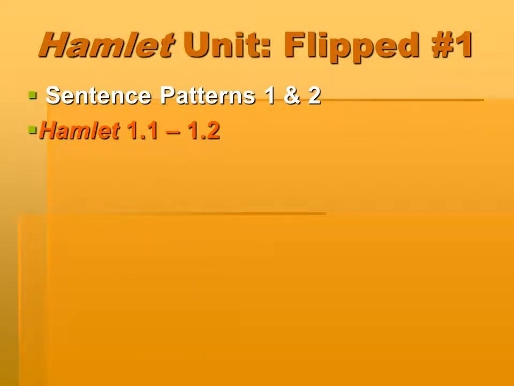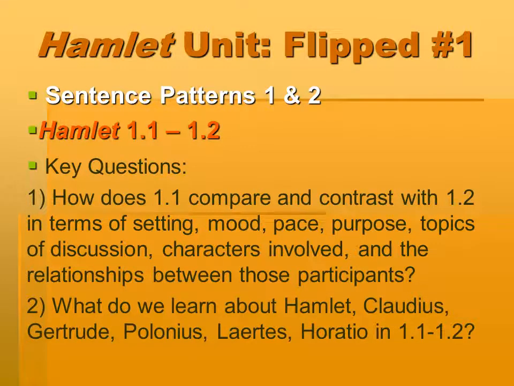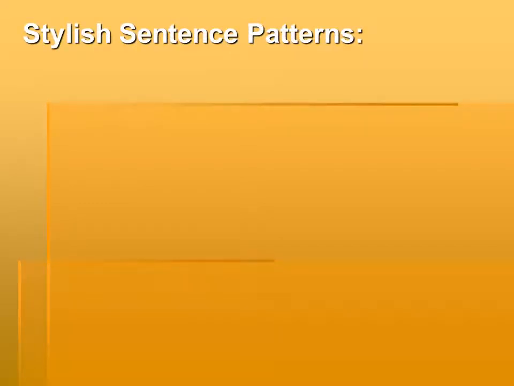So basically, I'm thinking we'll cover the first two scenes, which hopefully you will see in class today. Key questions that I think we might consider is just how does Act 1, Scene 1 compare and contrast with Act 1, Scene 2? Shakespeare wanted to contrast these mostly in terms of setting and mood and pace and purpose and topics of discussion. And he also wanted to introduce us to the main characters of the play, those being Hamlet, Claudius, Gertrude, Ophelia, Polonius, Laertes.